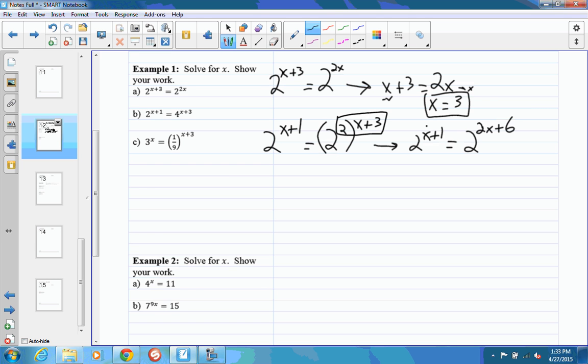Everyone see what I did there? I took that 2, which was raised to the x plus 3 power. Since I'm raising an exponent to an exponent, I have to distribute. That keeps it equivalent, and that actually does keep it equivalent. I haven't done anything to the left side. I've done totally legal math here. I'm just working on one side. Put a 2 in for x, it will equal out on both sides.